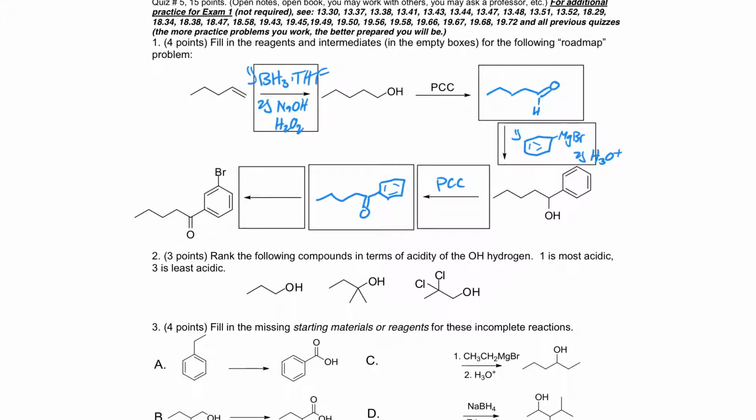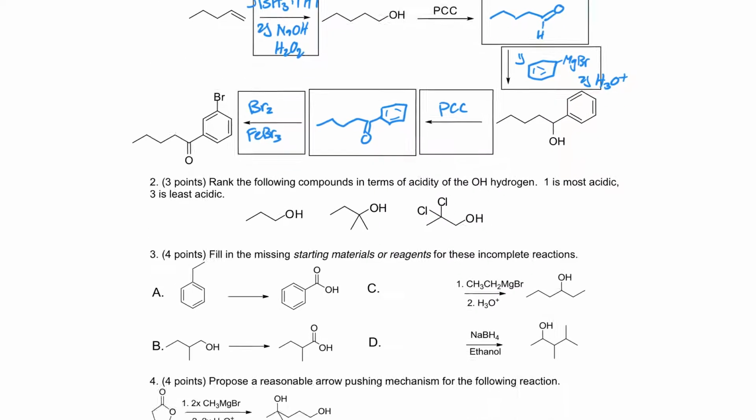Now I have an acyl benzene ring, and I can add bromine in the meta position with Br2 and FeBr3, and then I have my desired product.